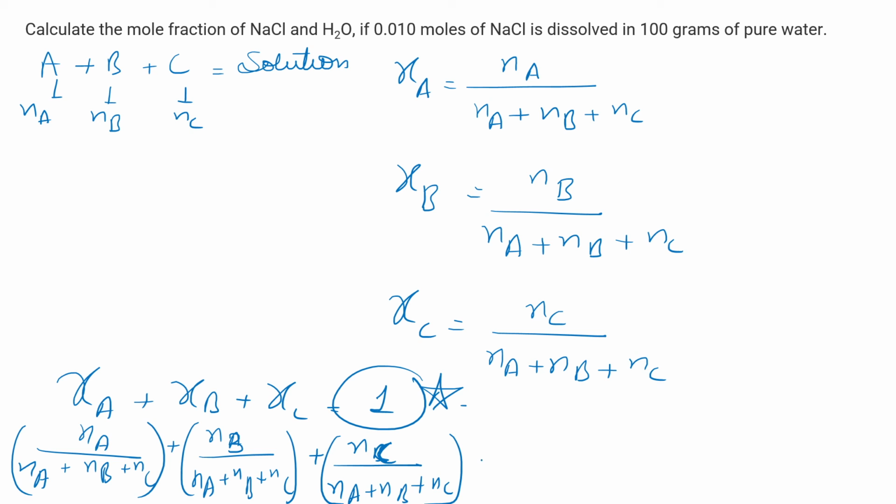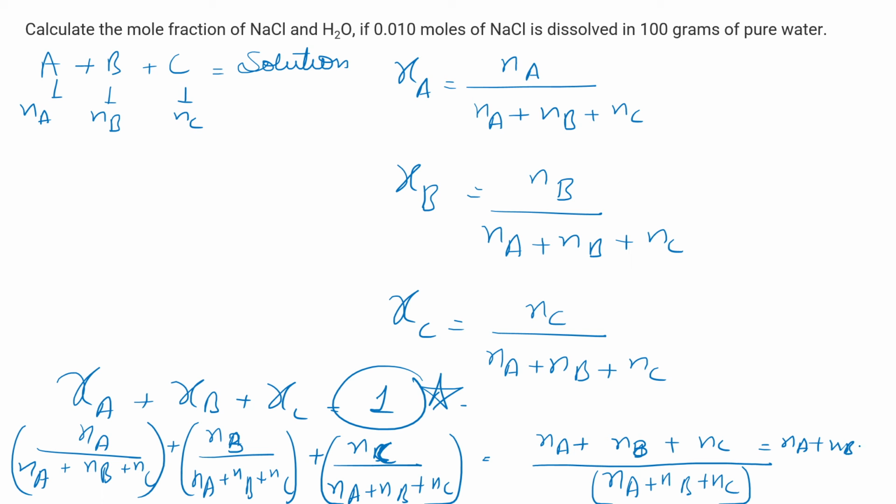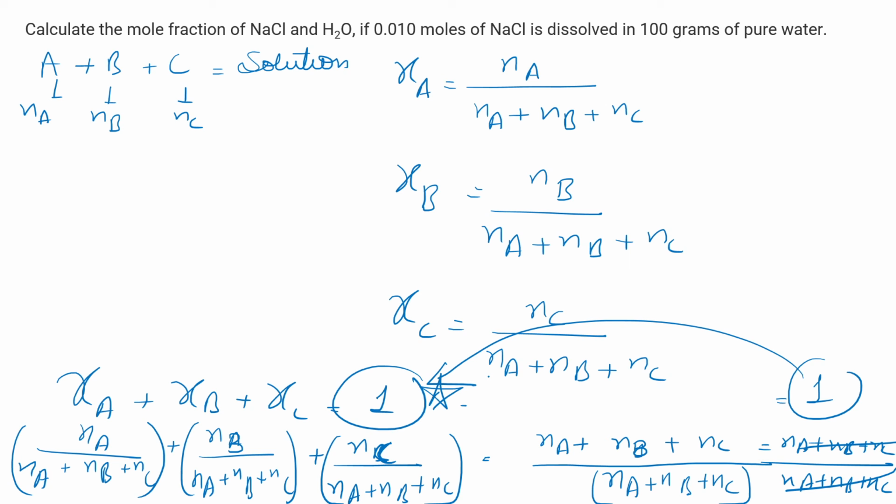So if you are going to add all this up, since the denominator is common, Na plus Nb plus Nc, when you solve the equation, what will be the value? Na plus Nb plus Nc divided by Na plus Nb plus Nc. They both will cancel out and give you the value 1. That's how, when adding the mole fractions of all the components, the value will come out to be 1. I hope you guys understood how we calculate the mole fractions.